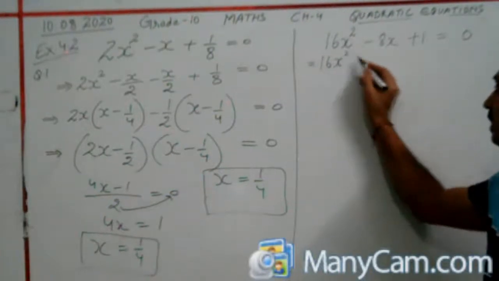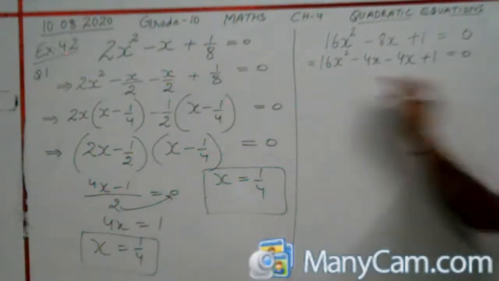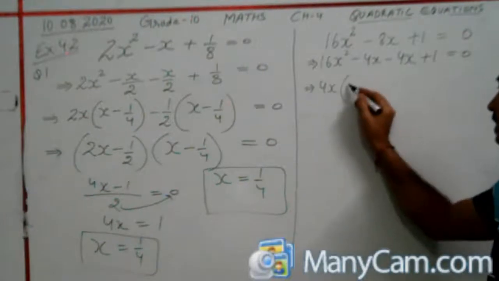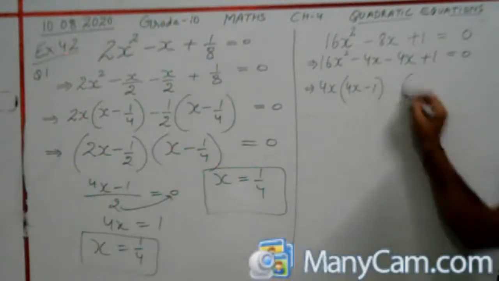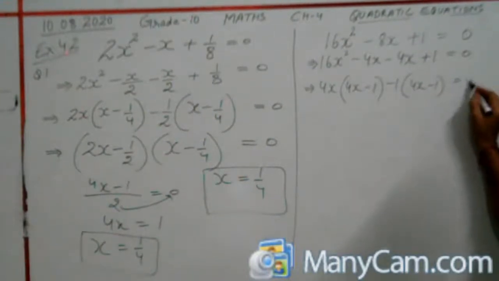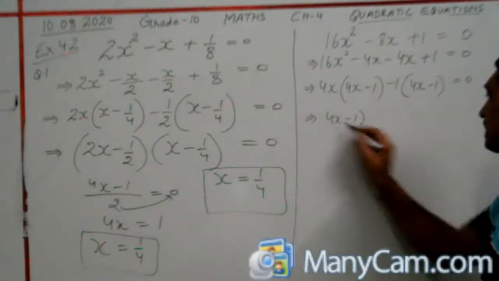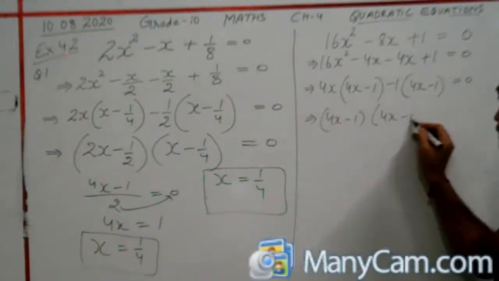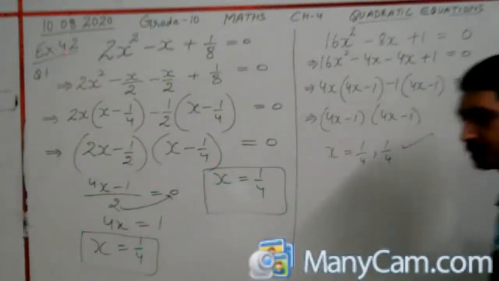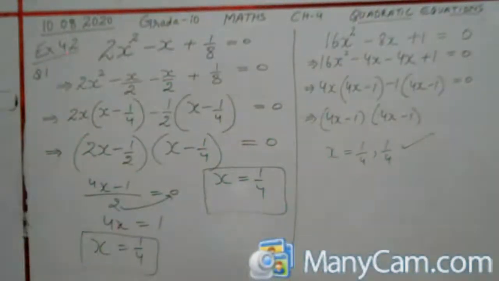16x square minus 4x minus 4x, this implies that 4x minus 1 and here 4x minus 1. So here minus 1 is required. So we have, this implies that (4x minus 1) into (4x minus 1). So x is having two roots, 1 by 4, 1 by 4. This is all about your question number 1, right?